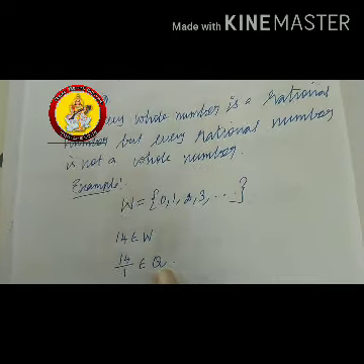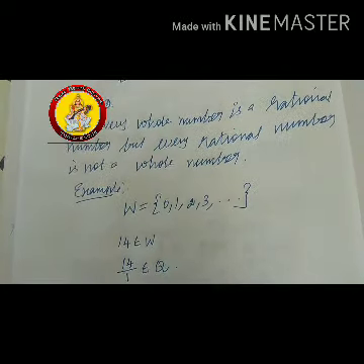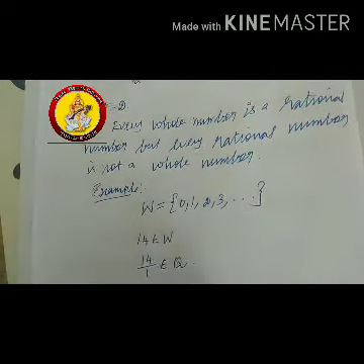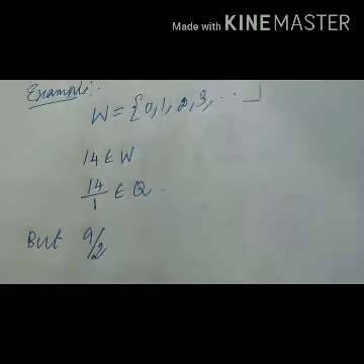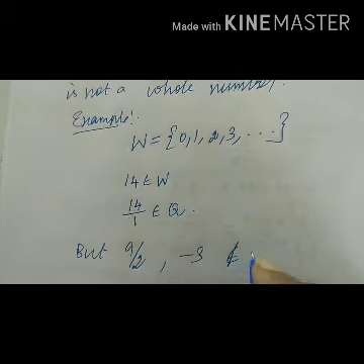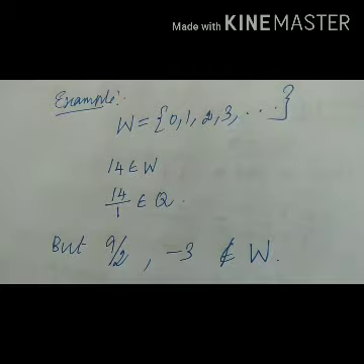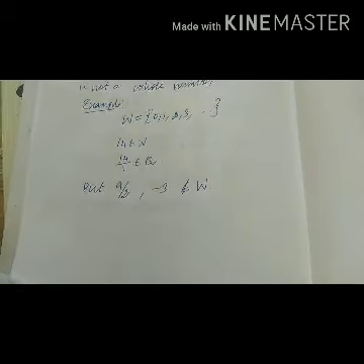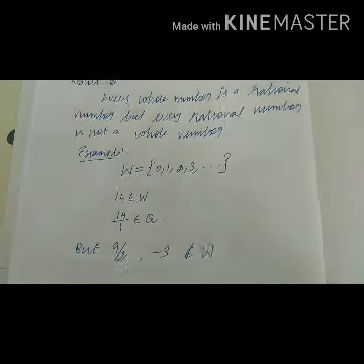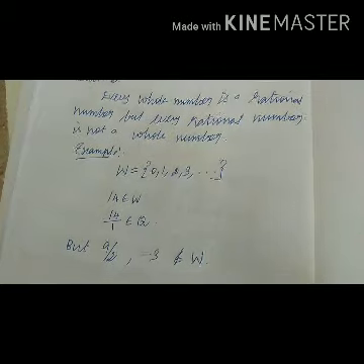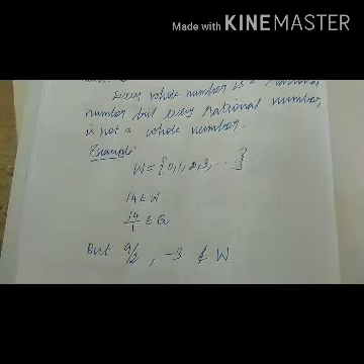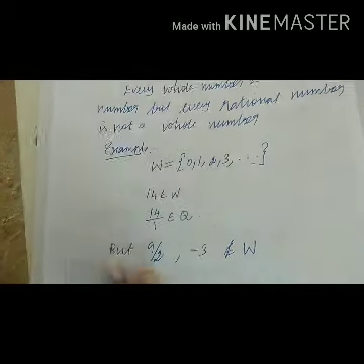You can choose any number from the whole numbers, and that number will be a rational number. But 9 by 2 or minus 3 does not belong to W. Therefore, every rational number is not a whole number. Result 3: every integer is a rational number, but every rational number is not an integer.